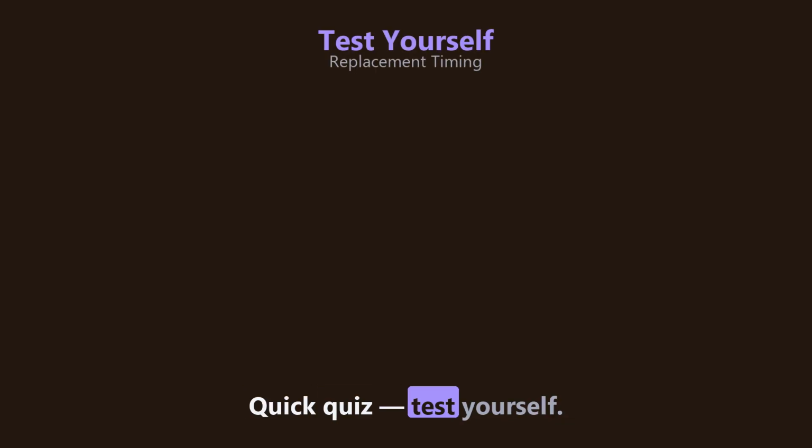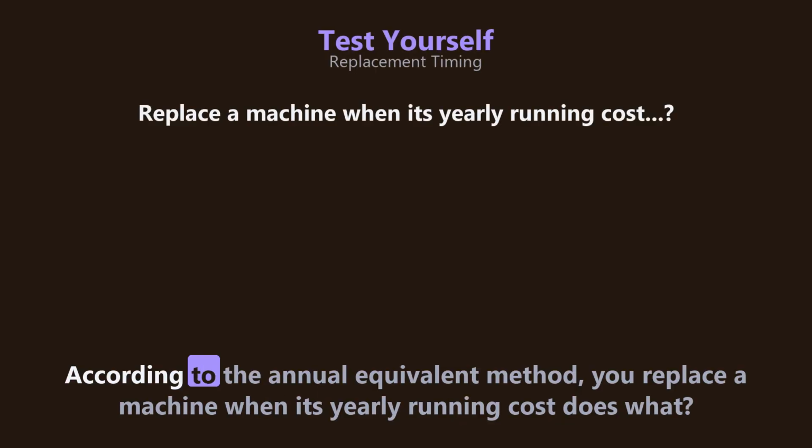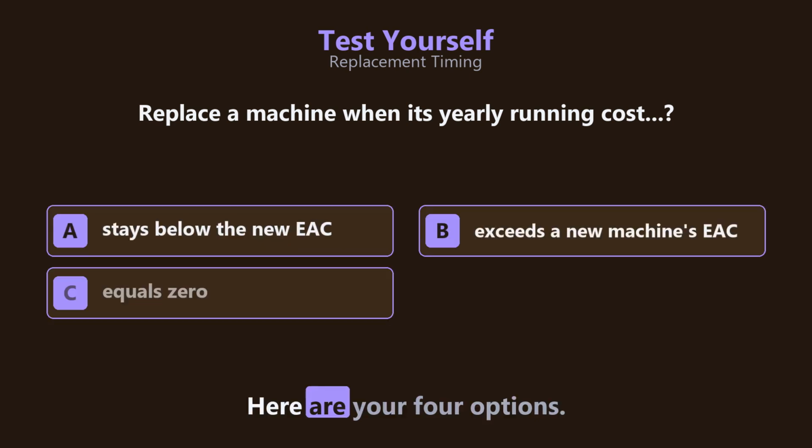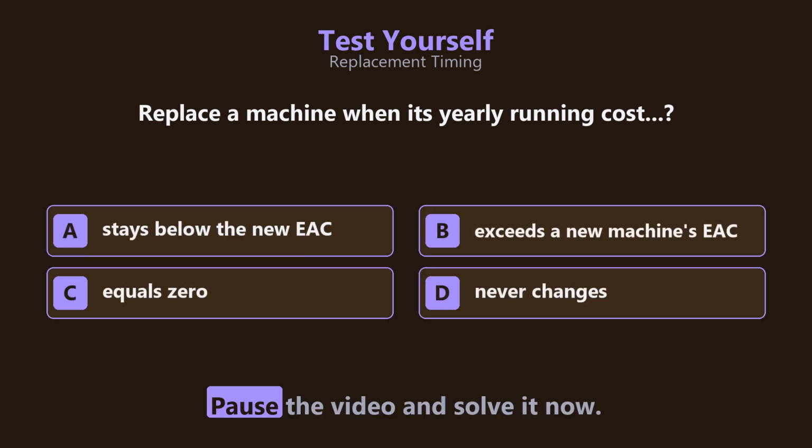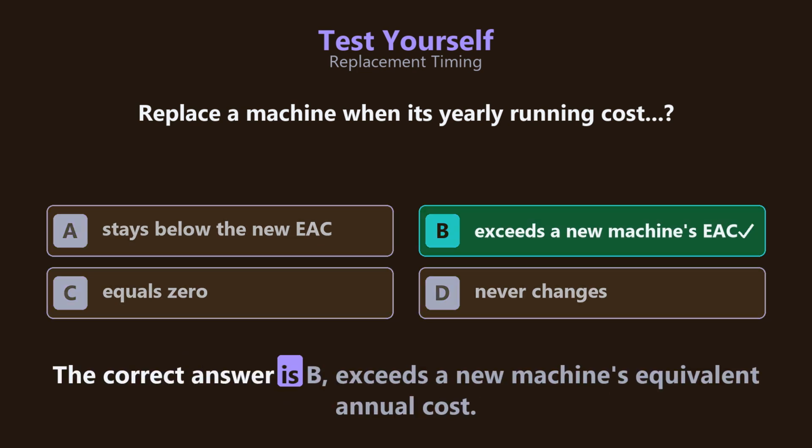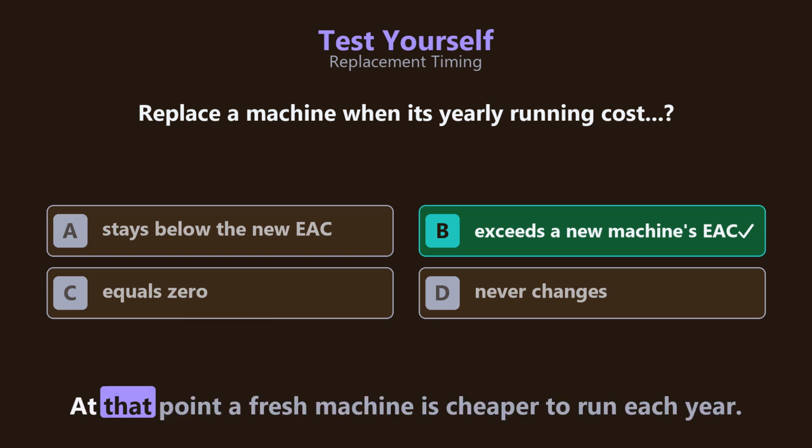Quick quiz, test yourself. According to the annual equivalent method, you replace a machine when its yearly running cost does what? Here are your 4 options. Pause the video and solve it now. The correct answer is B, exceeds a new machine's equivalent annual cost. At that point, a fresh machine is cheaper to run each year.